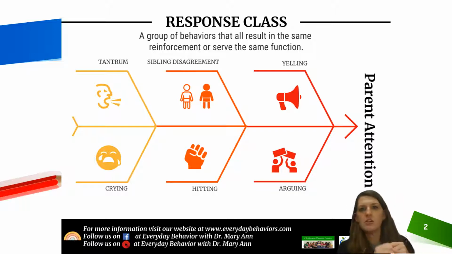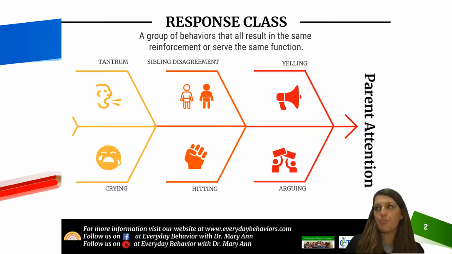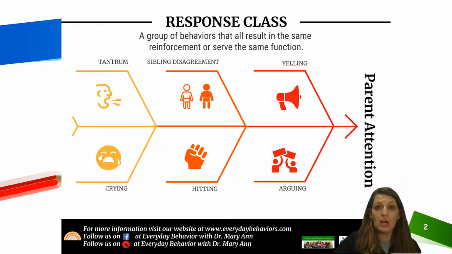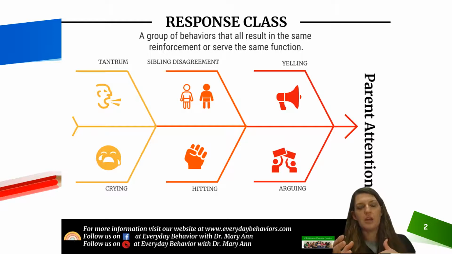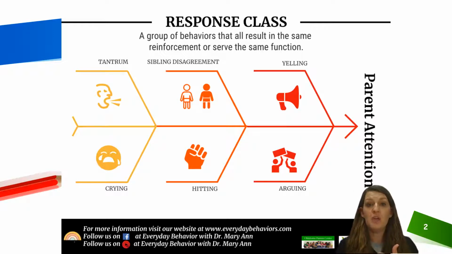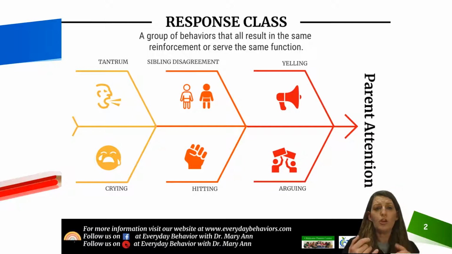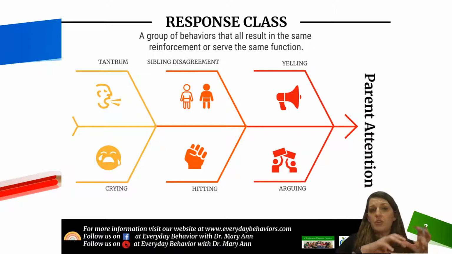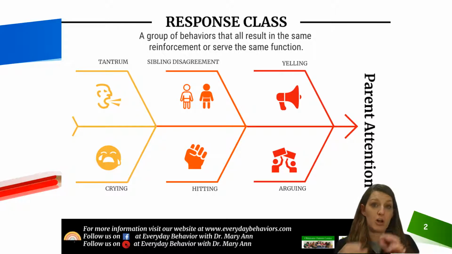It could be sibling disagreement. Okay, I'm playing nicely with my sibling, not getting any attention, no big deal. And then all of a sudden, we start getting into a fight and mom is right there intervening. Oh, I got attention. So I can get attention for a tantrum, I can get attention for having a disagreement, or I can get attention for yelling and screaming. It could be that crying and hitting and arguing all get parental attention. They're all behaviors that can serve the same function.